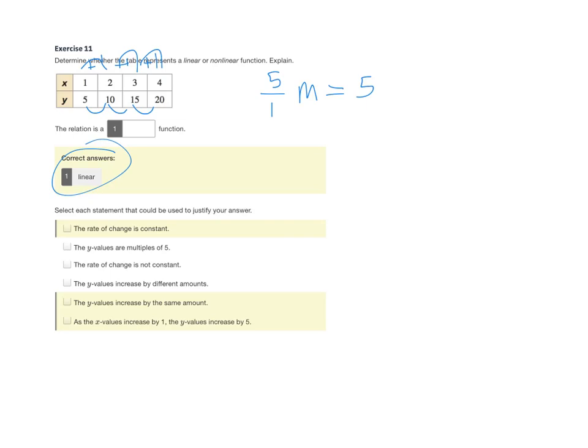Select the statements that could be used to justify. Rate of change is constant. The y values are multiples of 5. I guess technically they are multiples of 5, but it doesn't have to be multiples of 5. It has to have constant change, so it has to be +5, +5, +5. The rate of change is not constant. It's not that one. The y values increase by different amounts. It's not that one. The y values increase by the same amounts. That's true. The x values increase by 1. The y values increase by 5. That's true. So all of those are how you would answer exercise number 11.